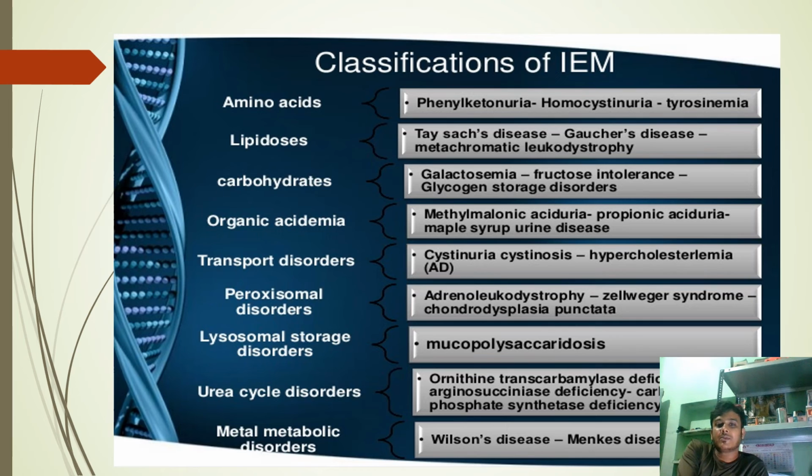And the classification may be amino acid disorders: phenylketonuria, homocystinuria and tyrosinemia; and lipidoses: Tay-Sachs disease, Gaucher disease, and metachromatic leukodystrophy.